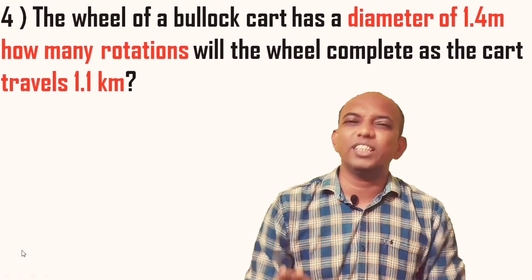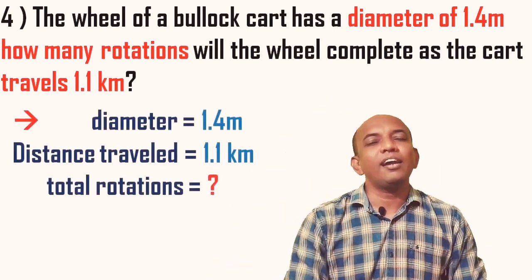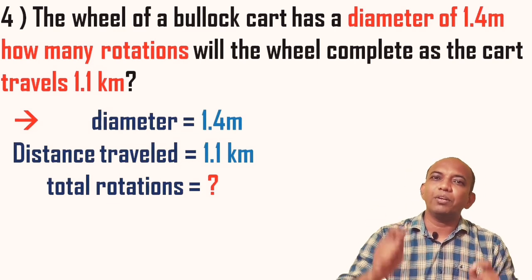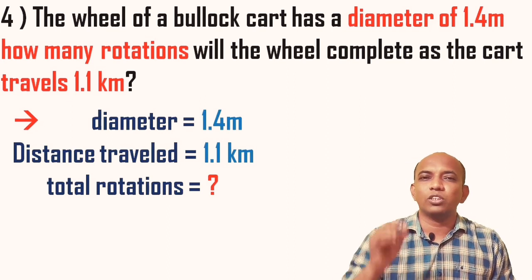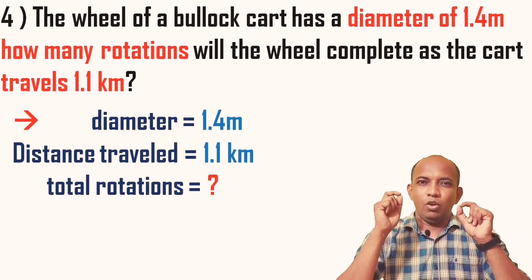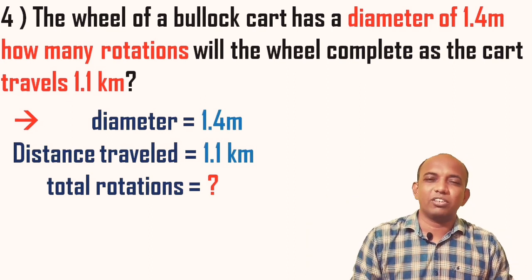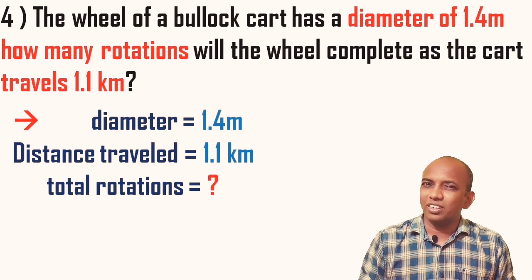Question number 4. The question says the diameter of the wheel is given to us. The cart is going to complete 1.1 kilometer, and I need to find how many rotations will be completed by that wheel if the cart goes 1.1 kilometer. Very first thing, if you observe the question, write the details the way you are looking on the screen, and now observe the details. What do you come to know?